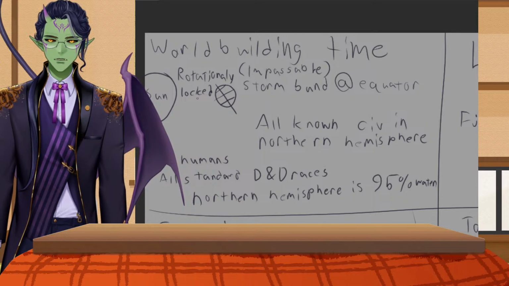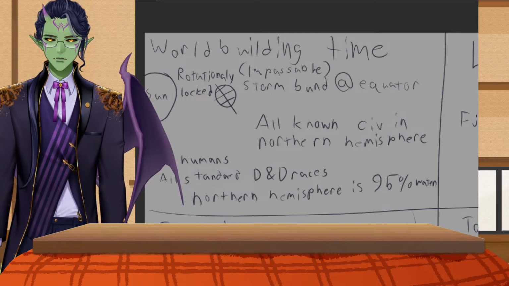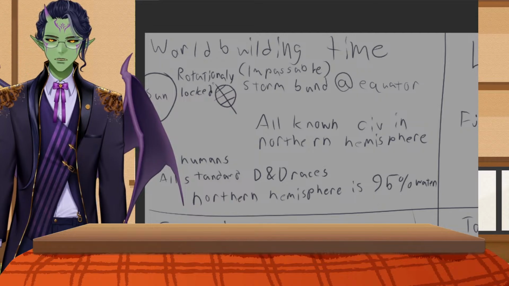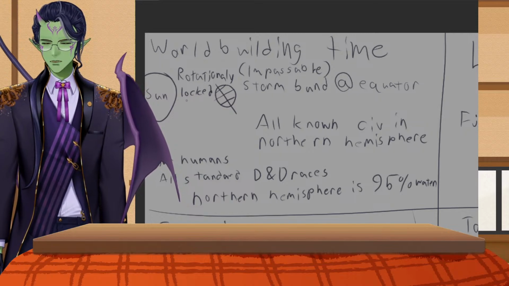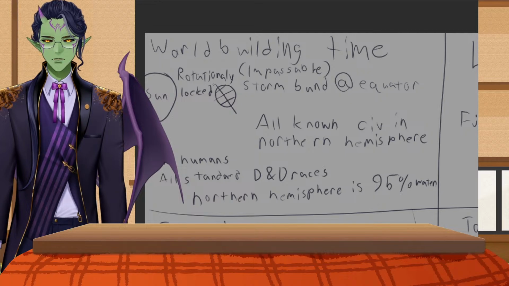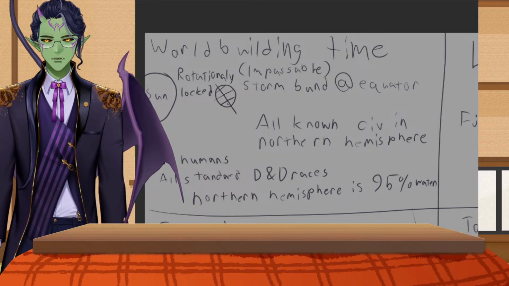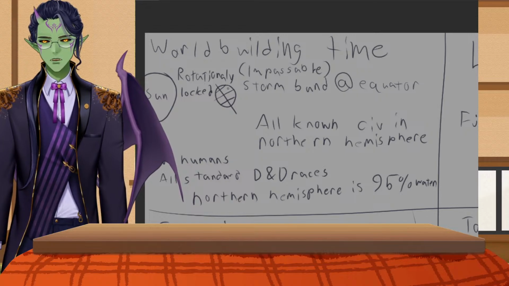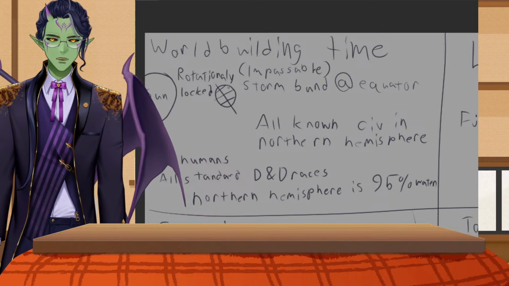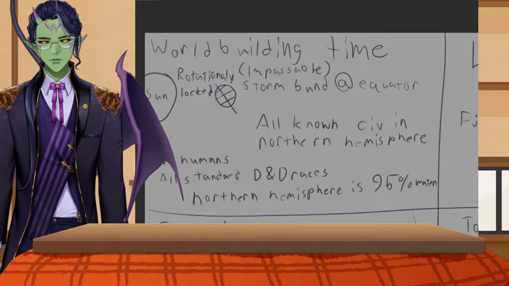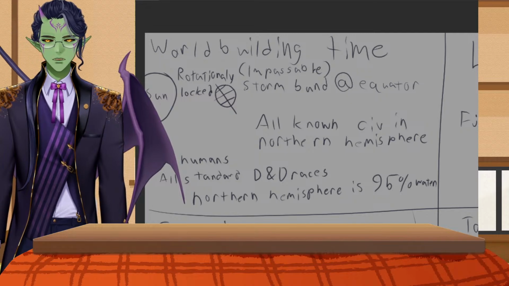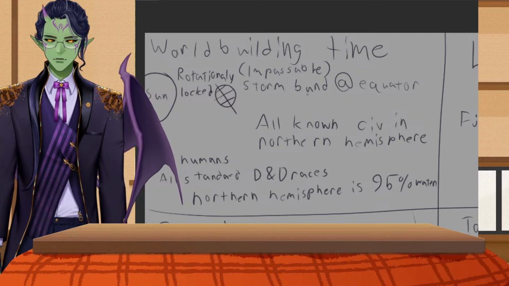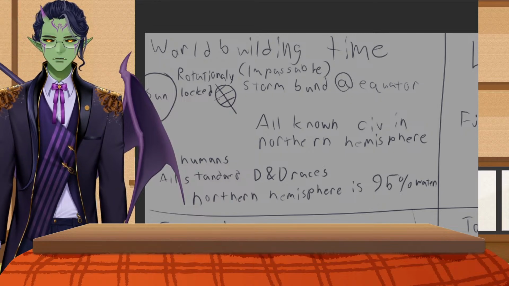So let's go back to the start so that I can explain things now that I can actually explain properly. So, first things first, the world. We have a rotationally locked planet, so that the planet is constantly pointing at a slight degree towards the sun. So we're pointing slightly towards the sun, which means that the very tip of the planet has 24-hour sunlight, and the very bottom of the planet has 24-hour constant night. All known civilization is in the northern hemisphere, so all player characters are from the northern hemisphere. Around the equator, there is a massive storm band, or storm wall, I've called it both things, that's completely impassable.